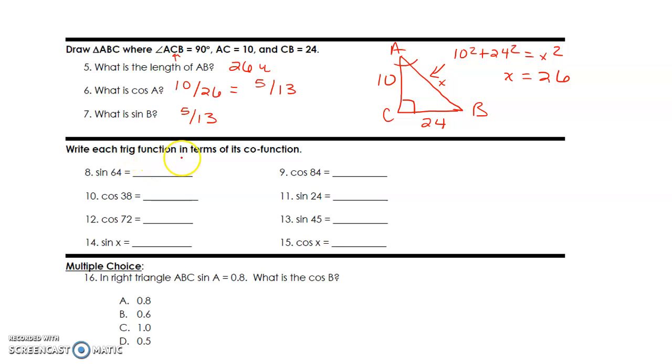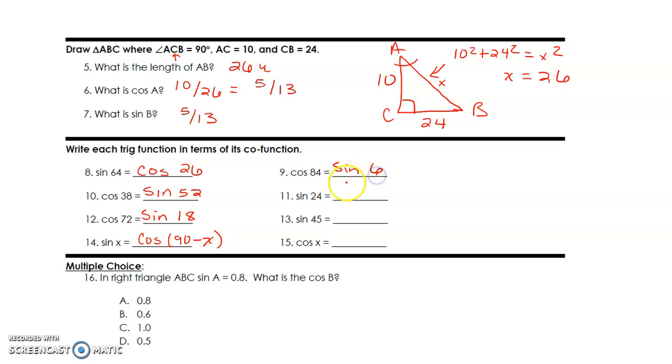Write each trig function in terms of its cofunction. So sine of one will have to be cosine of the other acute angle. We know that these angles are complementary, so they add to 90 degrees. Cosine and sine, again, complementary. So for the sine of x, I'd have to have cosine, and I could say 90 minus x represents the other acute angle.